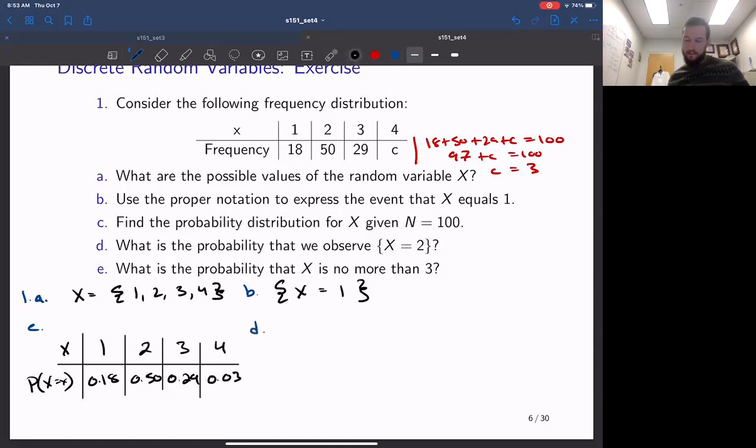In part D, it says, what is the probability we observe the event x equals 2? So this is P of x equals 2, that's 0.50. And then in part E, it says, what is the probability x is no more than 3? So the probability that x is no more than 3 is the probability x is less than, no more than.